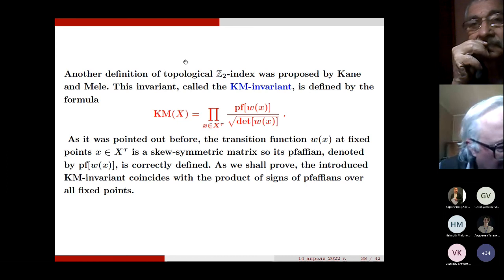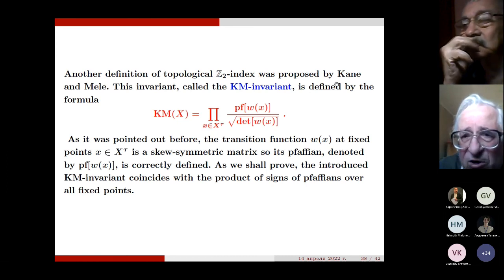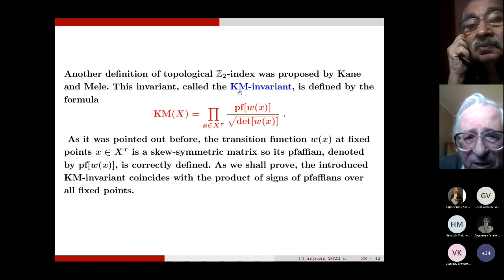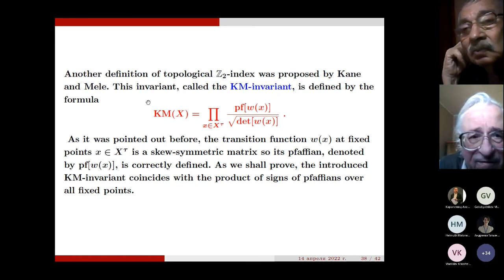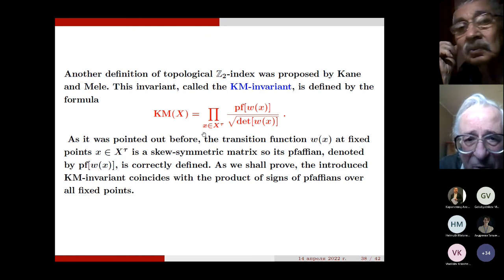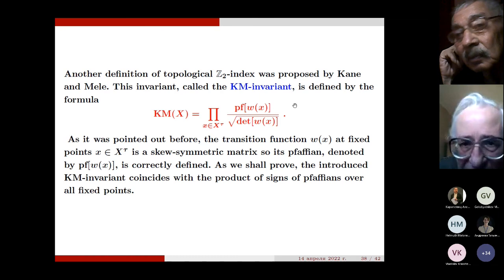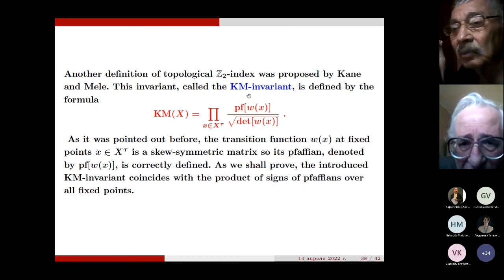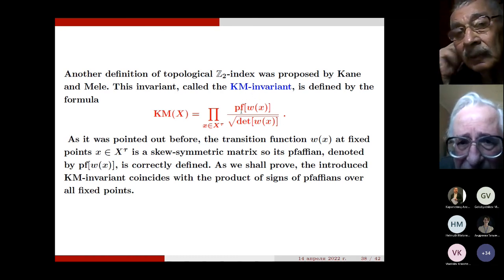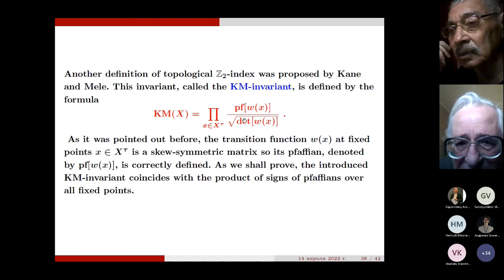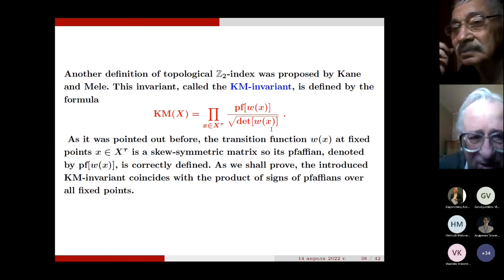Another definition of the topological Z2 index was proposed by Kane and Mele. This invariant, which we call the KM invariant, is defined by the following formula. We take the product over all fixed points of this expression: in the numerator we take the Pfaffian of W of X, and in the denominator we take the square root of the determinant of the same matrix W at X.